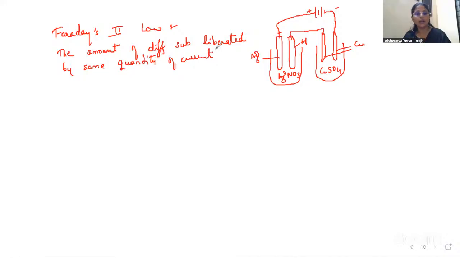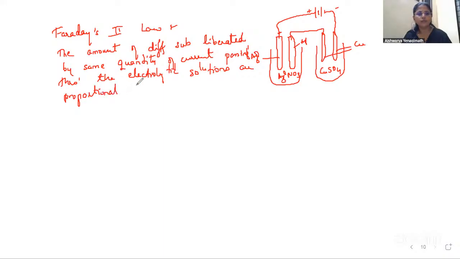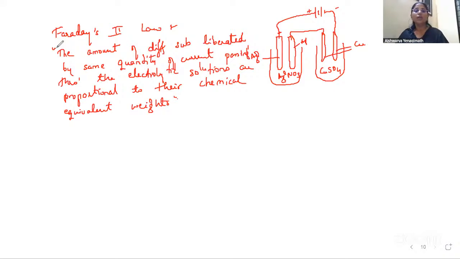The same quantity of current, or same quantity of electricity, passing through the electrolytic solutions: the amounts of different substances liberated are proportional to their chemical equivalent weights.